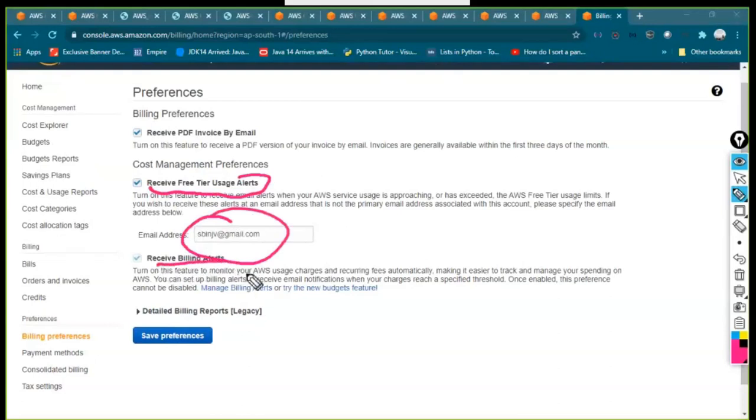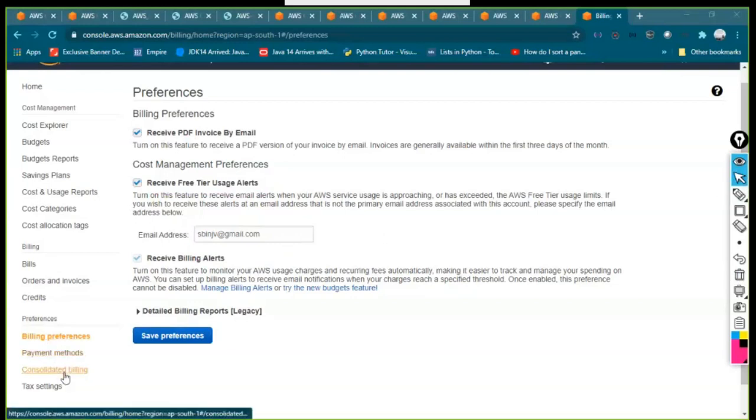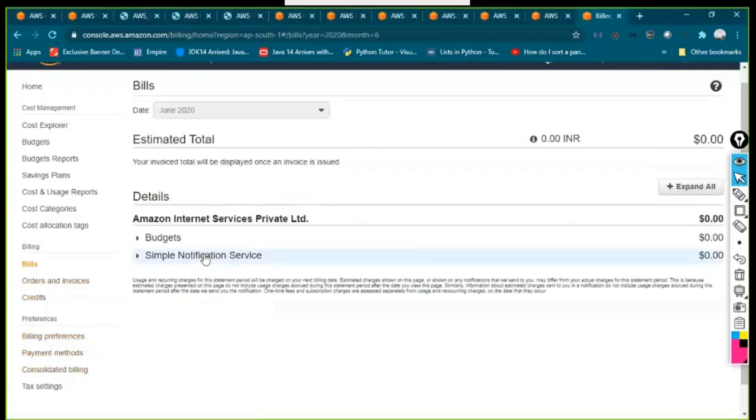Receive billing alerts. This will help us by giving a notification instantly once we cross the limit. Then you can receive the invoice every month in PDF format. Anyways, it's going to be 0, that doesn't matter, but you can do that as well. You can see your payment methods here, consolidated billing, tax information, credits, orders and services, bills. Still I am at 0.